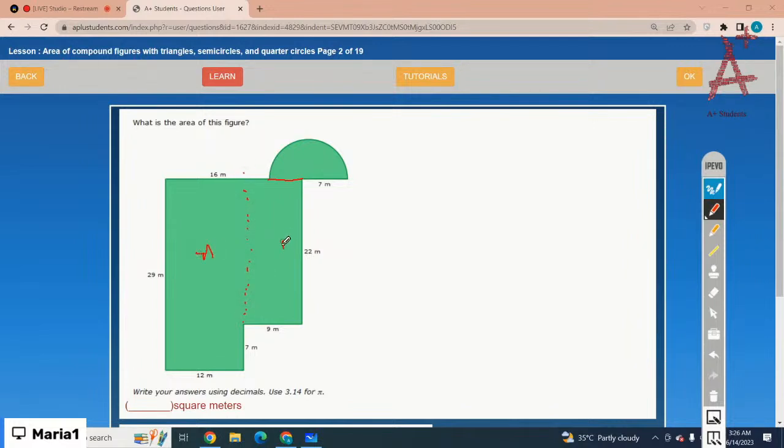That would be shape A, that would be shape B, and that would be shape C. Just calculate the areas of both the shapes and then you have to add them. Got it? Just calculate the areas. For the rectangles, it would be length times width. Let's just start with the area of shape A. It would be length times width.